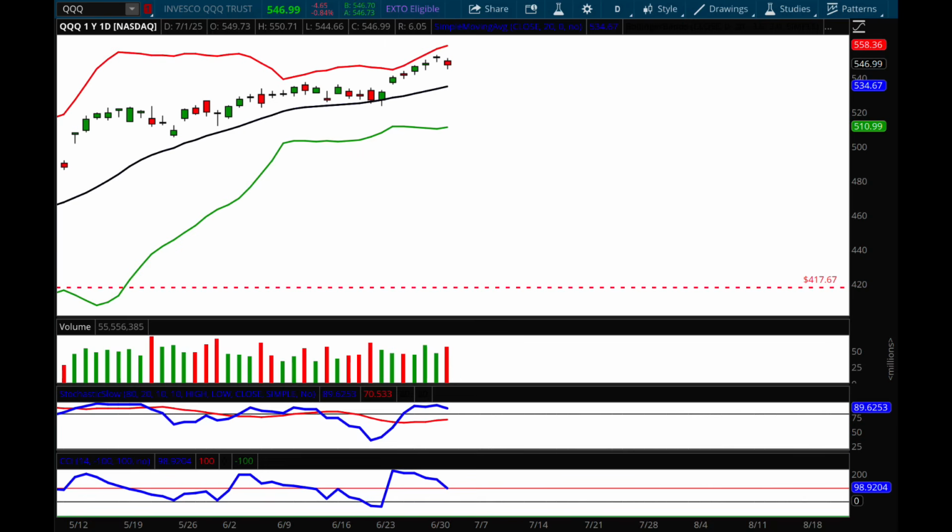So that is the lesson for today. Bollinger Bands, how to trade them, how to look at the oscillators to confirm the signals, and how to take your profits once we snap back to the moving average.